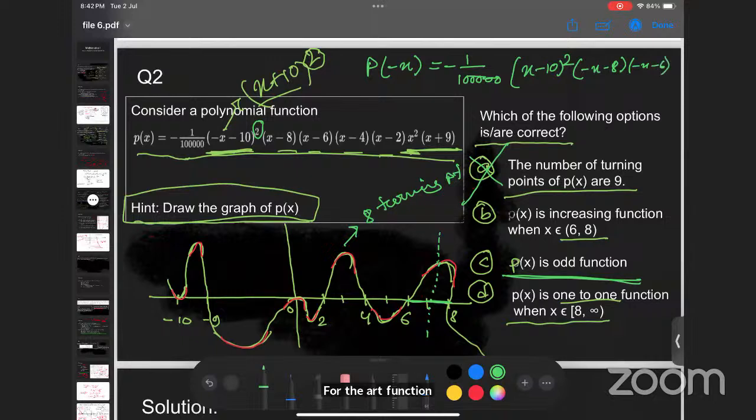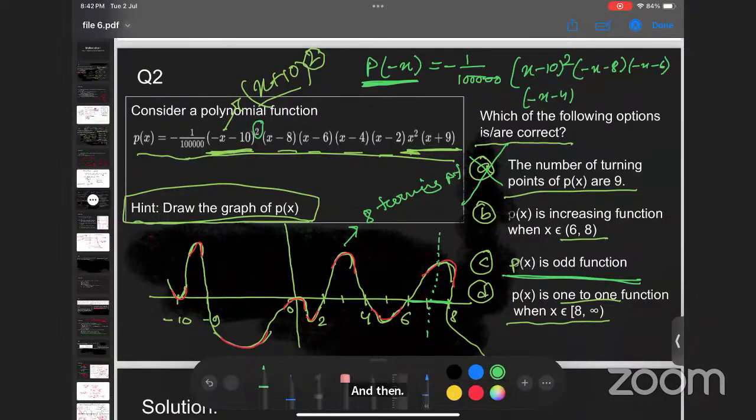Ma'am, you wrote it incorrect. It is minus x minus 10 square, right? No, we are doing P of minus x, and then it is minus x plus 10 squared. Ma'am, I am not able to understand. Yes, it is minus x plus 10 square.